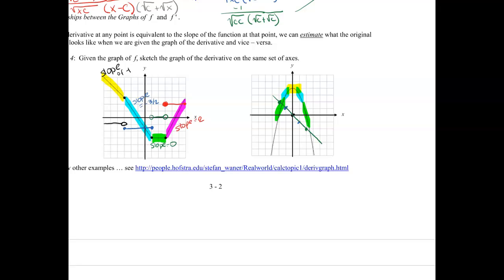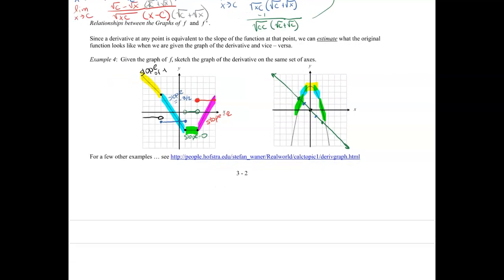I'm going to just keep trying. Alright, this one's a lot better than the first one. And that's true for any quadratic: any quadratic's derivative should be a line.